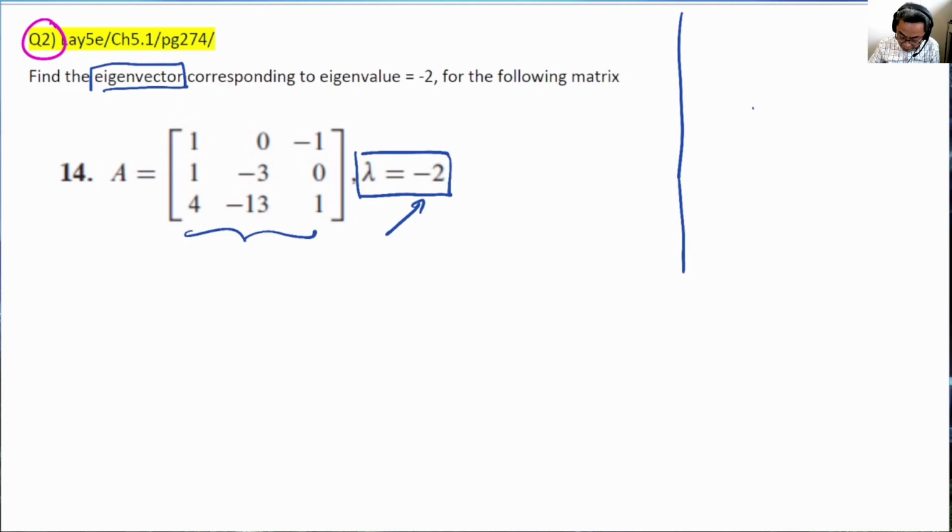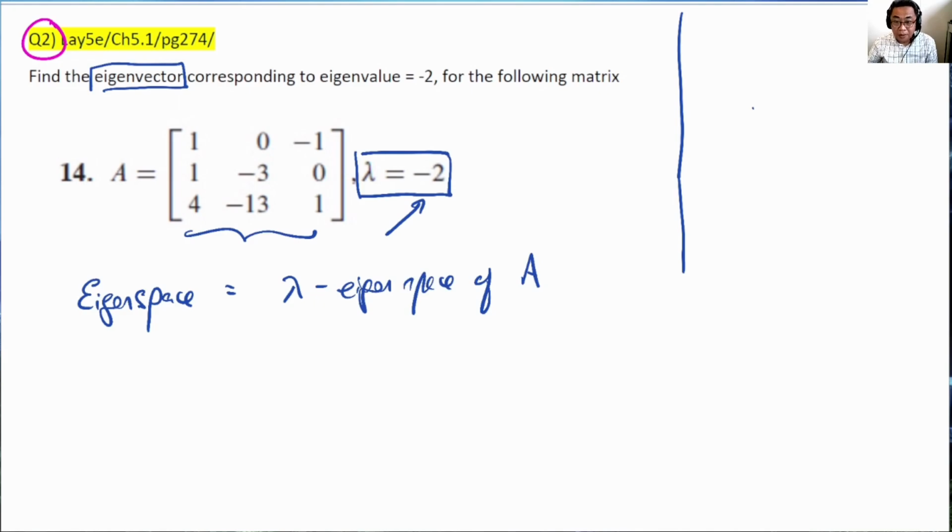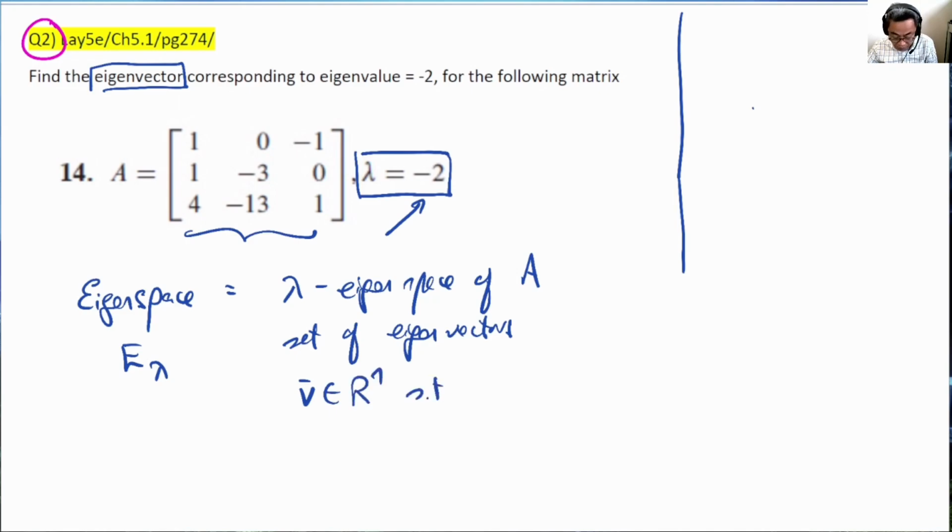Let's now introduce some terminology. The word eigenspace is a common terminology used. We'll say lambda eigenspace of A in here, meaning that lambda is the eigenvalue. We are saying that we are finding the set of eigenvectors associated with this corresponding lambda, and we write it as E lambda, the eigenspace corresponding to this lambda. So basically we are trying to find V belonging to Rn such that AV equals lambda V, the V's, okay, the space.